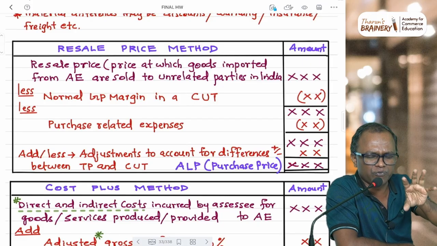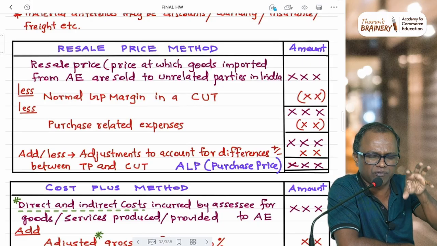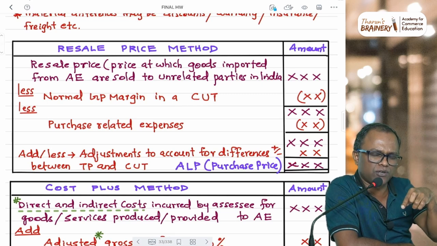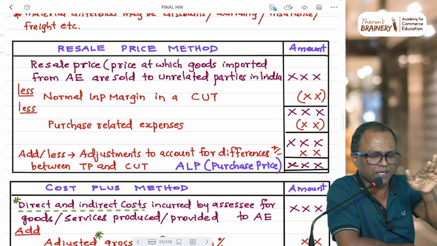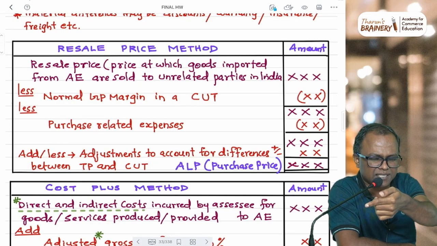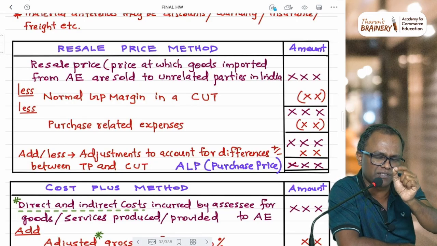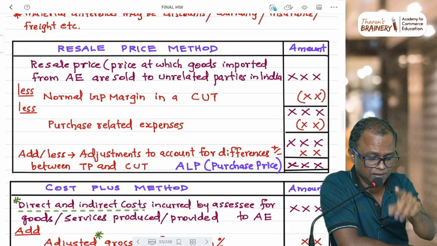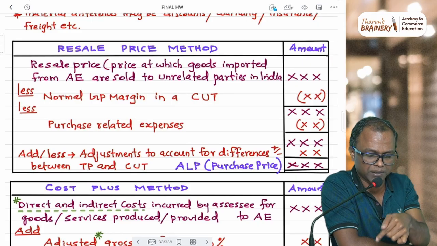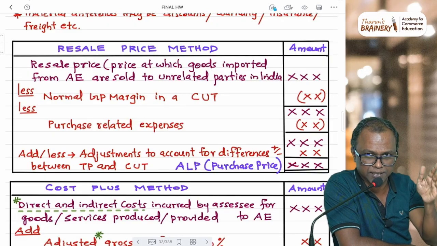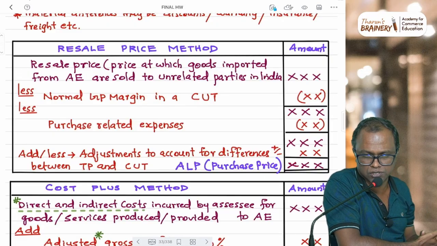That means if we are importing these types of goods from an unrelated party and reselling them to unrelated customers in India, similar goods imported from an unrelated party and sold to unrelated parties in India, what would have been the gross profit margin we are charging? That gross profit will be given in the question. That gross profit margin should be reduced from the resale price with the related party. Reduce, and we'll get the cost.